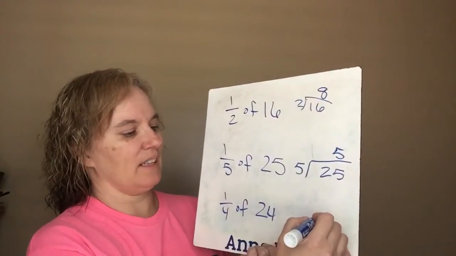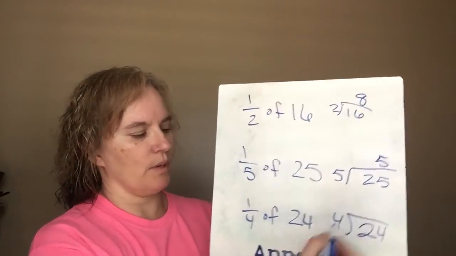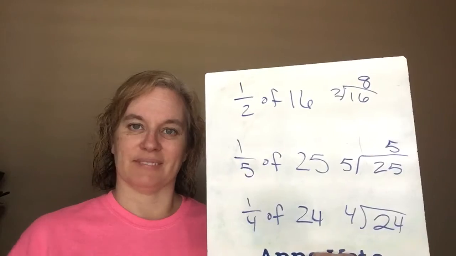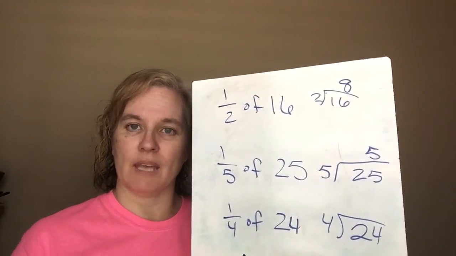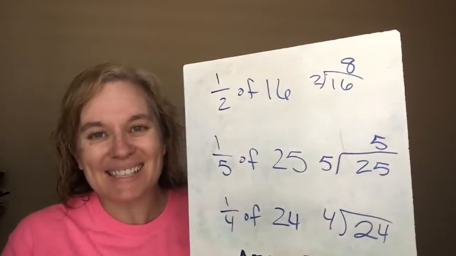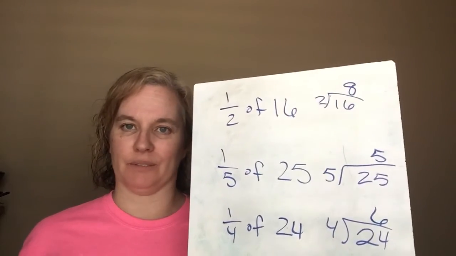Okay, did it look like this? Did you put your 24 inside of the division house and the 4 at the door? That's perfect. How many times can 4 go into 24? 18,000! No, 6 times. 6 times 4 is 24. That's all that means. It just means you're breaking up the big number by the denominator. You're dividing that big whole number by the denominator of the fraction.